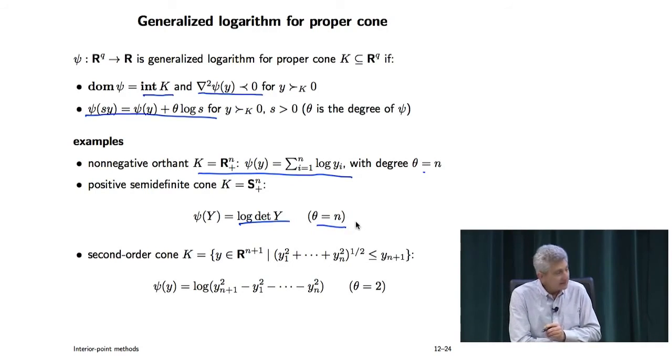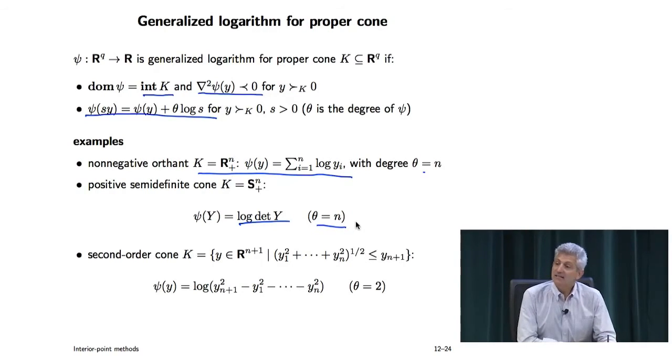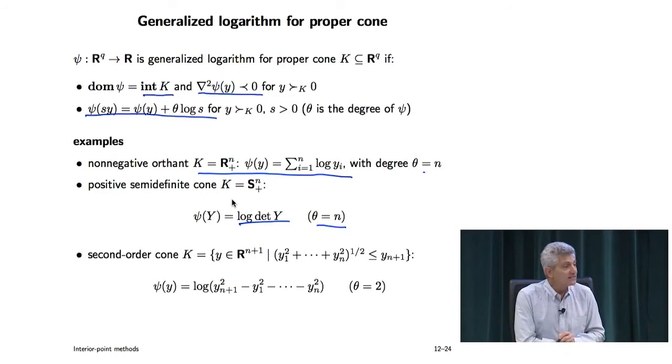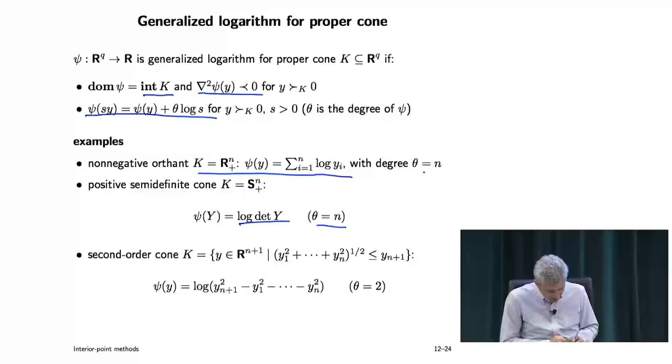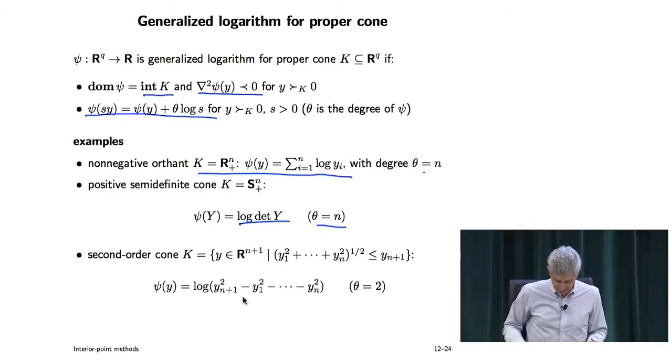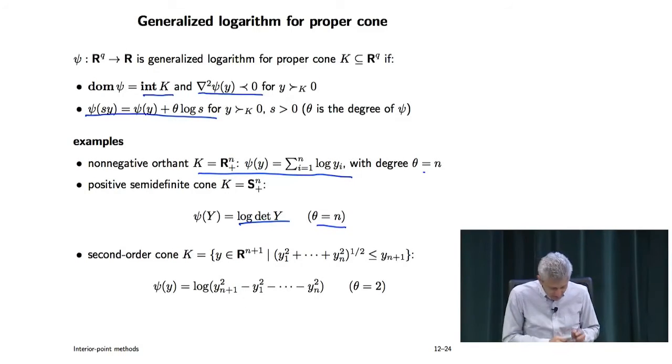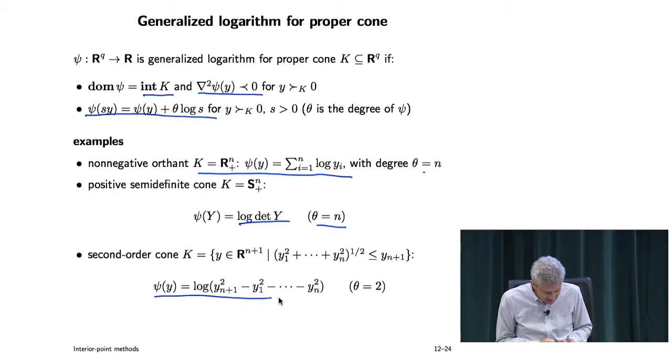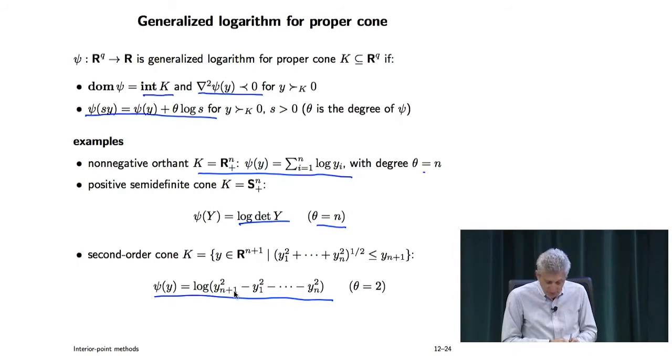The theta is n. That's a surprising theta because the dimension of the positive definite cone is n plus 1 over 2. So if you call that n, then basically it says theta is square root n. For the second order cone, the logarithm is actually interesting. It's this. It's actually the log of, and then you simply form this quadratic form.